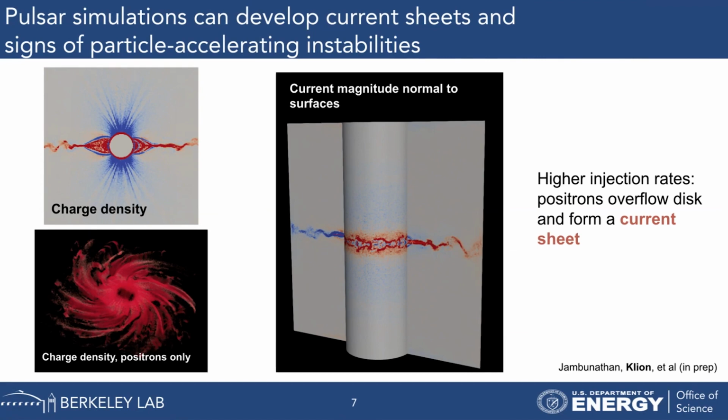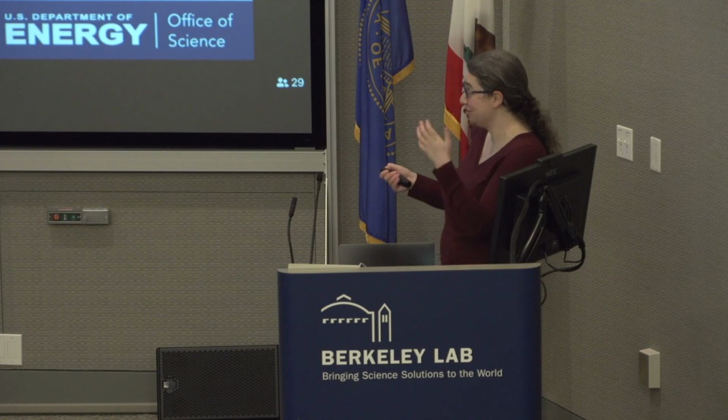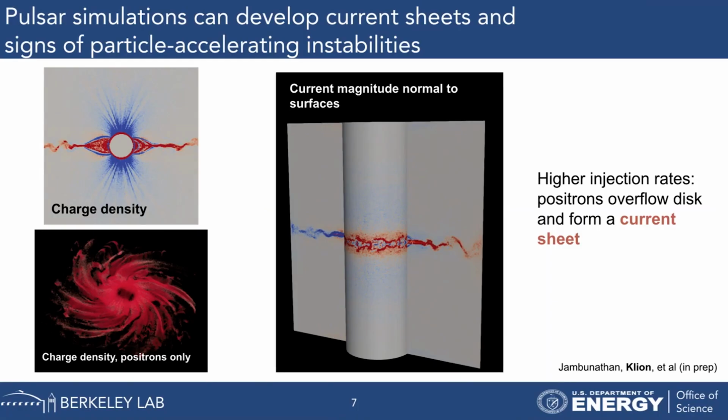And then this is a rendering of charge density only showing the positrons in the disk. It sort of looks like a disk, but it's a current sheet in this case. And then we've also been able to verify that there's actual current going on here and it's not just a bunch of charge. So this is showing the current magnitude normal to the surface. So here this is showing current coming out of the flat plane and into the flat plane. And that's just representing the primary direction of the current is moving radially, which is along this direction. But the component that's being shown here is just showing the rotation of the disk.